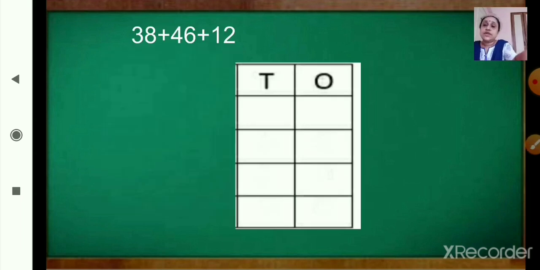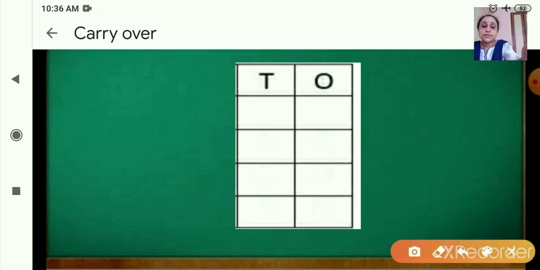Now this one you will be writing down. See the numbers: 38 plus 46 plus 12. Now you start doing, then we will check together whether your answer is correct or not. How will you write? Written? Shall I start now?